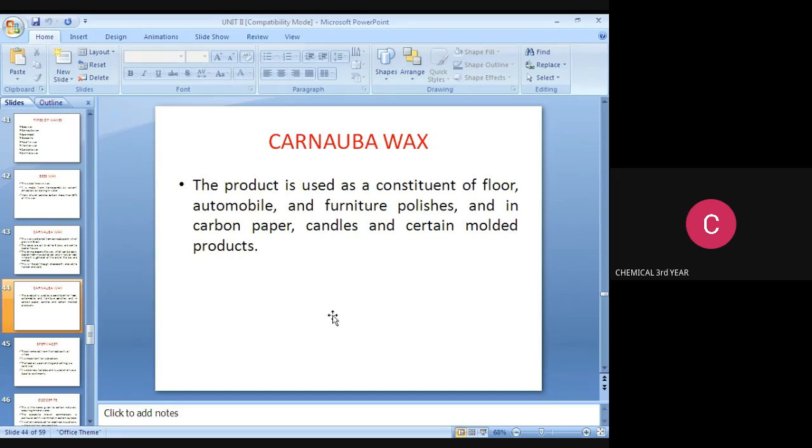This is one type of vegetable wax. Listen carefully and note it down. Sometimes this type of question may be asked in GATE exams.